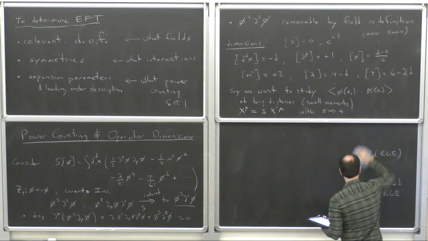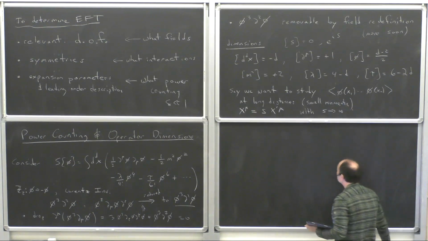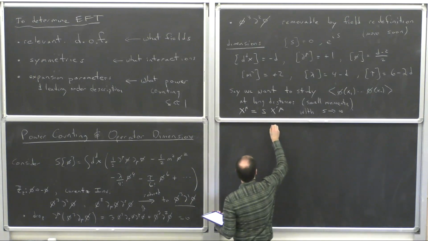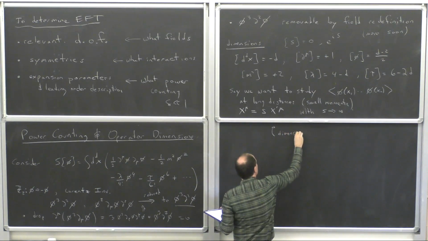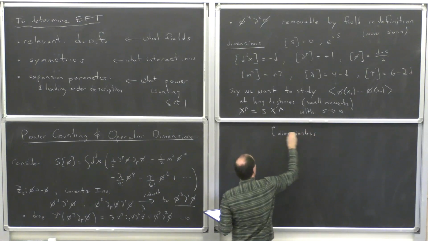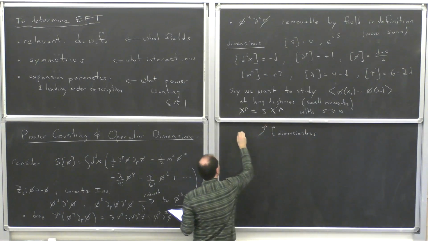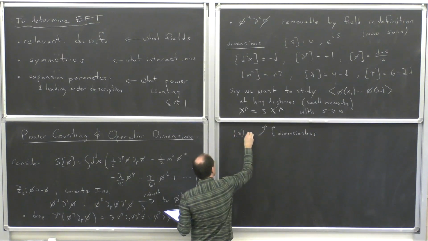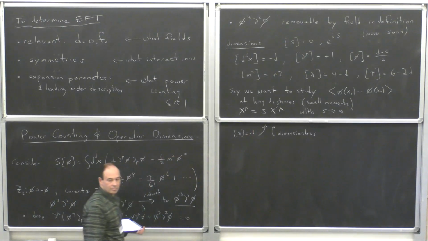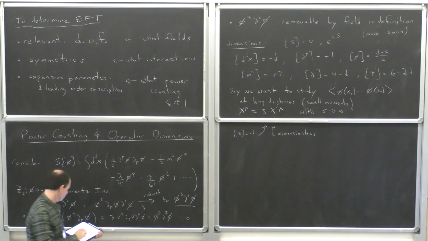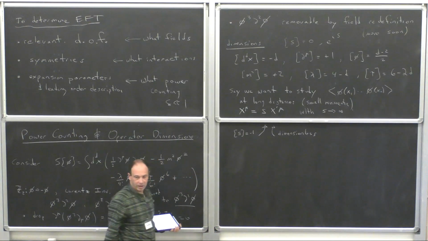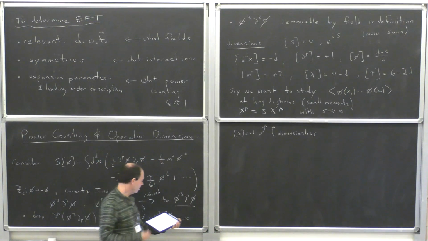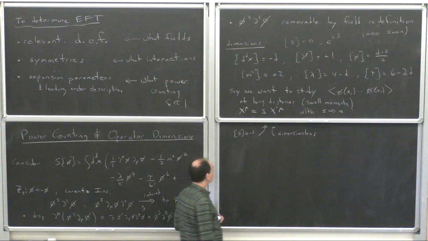I'll think of s as something that has the dimensions of a coordinate, so that makes these x primes dimensionless. And the dimension of s is -1. Just a choice. So this s is going to be analogous to our power counting parameter, or 1 over our power counting parameter, because it's going to infinity rather than 0.